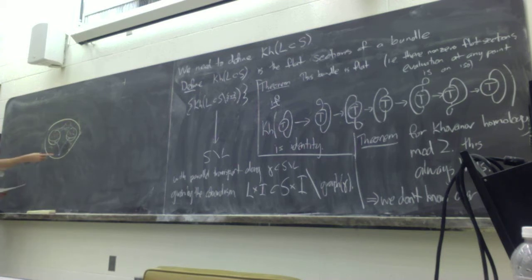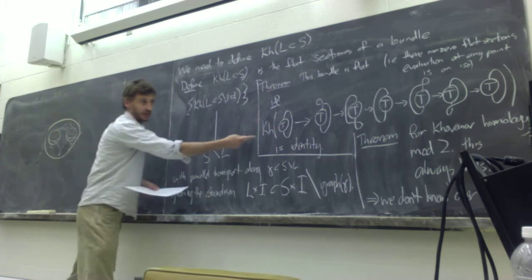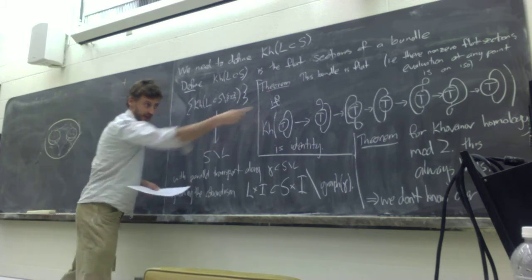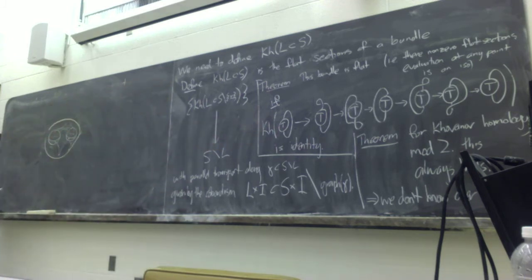And I guess you also need to check that it didn't matter which arcs you picked here, but it turns out that this theorem and the fact that that map is the identity also gives you the proof that it didn't matter which arcs. Okay. So let's say a little bit about how on earth we might compute this thing.